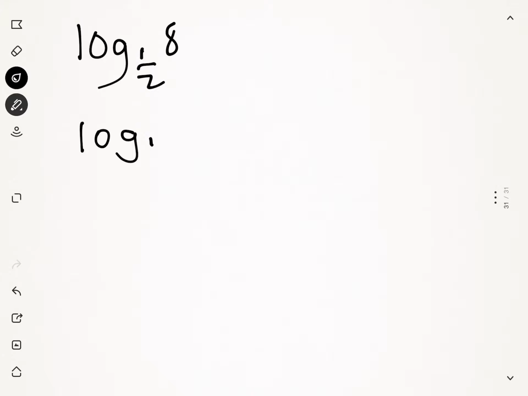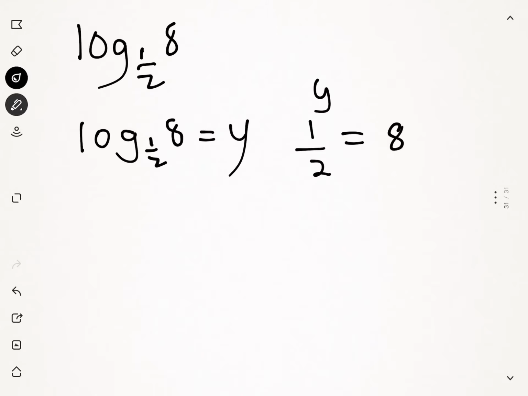Log base 1/2 of 8 equals y. So how are we going to write this? We're going to write (1/2) to the y equals 8. Take a minute and think about that. Pause the video and see if you can figure out what your y is.